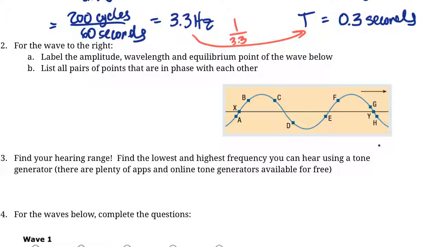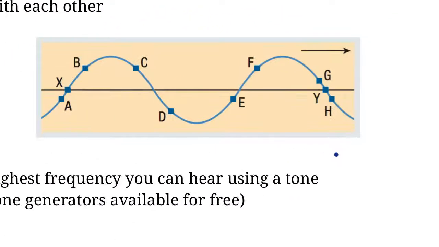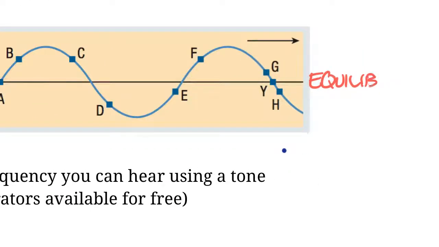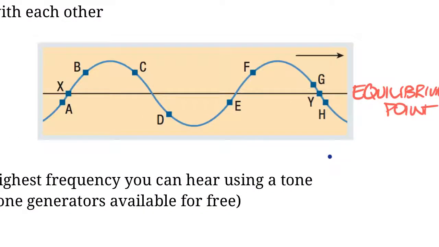So looking at this question, we're asked to label the amplitude, wavelength, and equilibrium point of the wave. Remember what the amplitude is. It's the distance from the equilibrium point to a peak or a trough. Remember what the equilibrium point is? It's just that natural resting point of the wave. So let's picture this as a wave on the top of water or something like that. If there was no disturbance, the water would be at this level, and that is our equilibrium point. It's like the center point. Equilibrium point. So it's that line there that runs down the center.